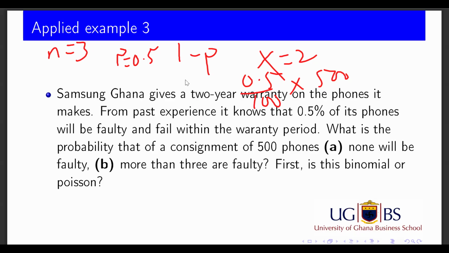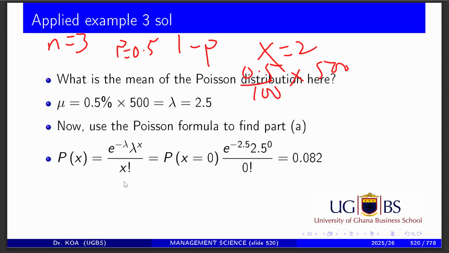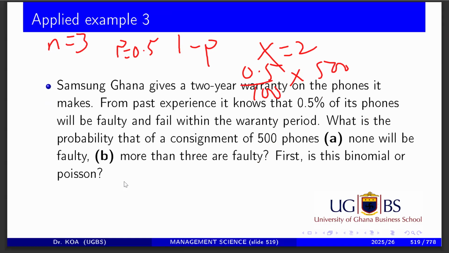Yes, Emily. Doc, the answer will be 0.082. That is correct. Because when you substitute this into the formula here, you're going to get 0.082. Once you know the lambda, the rest is 0, which is x. Now let's go to the next one. What is the probability that more than 3 are faulty? Probability that x is greater than 3.